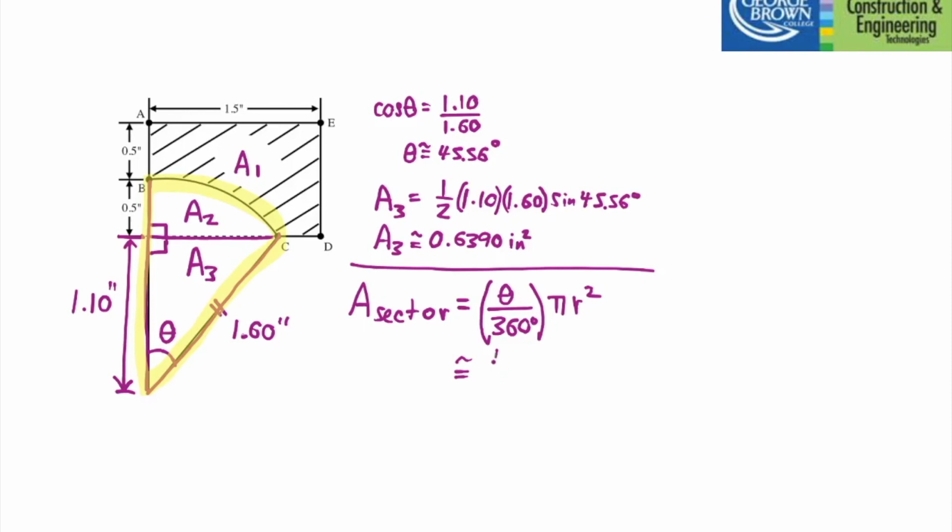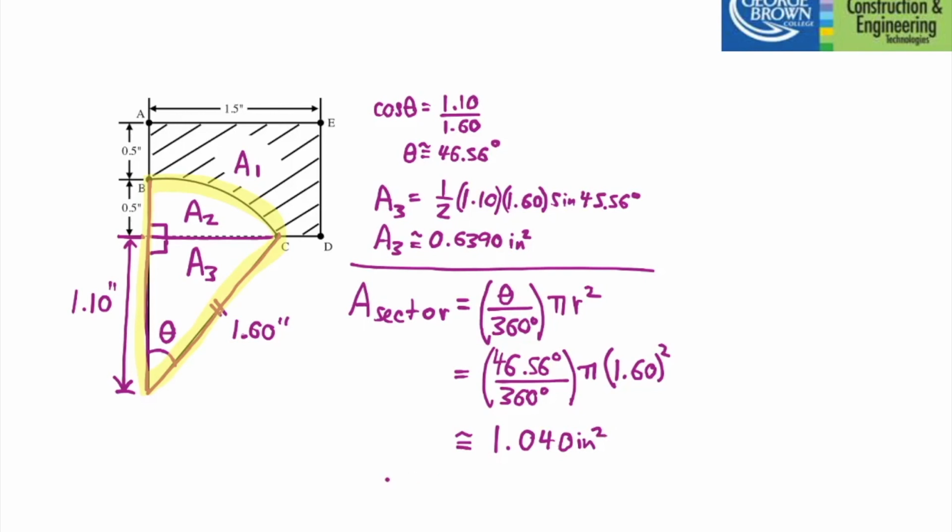So we have here, sorry, did I say 46? That's supposed to be a 46 there. Whoops, sorry about that. Anybody who was troubled about that, I'm sorry. That's 46.56. I read my calculator wrong. And the radius is 1.60 inches. So I'm going to just calculate that on my calculator there for a second. Okay, I got 1.040 square inches. So that's the area of the sector.